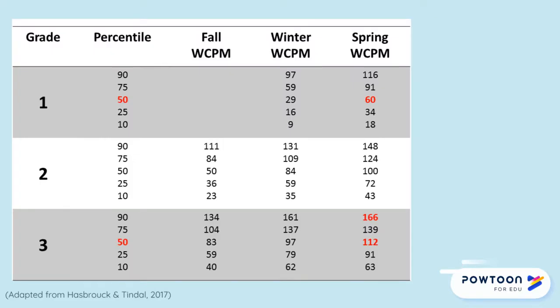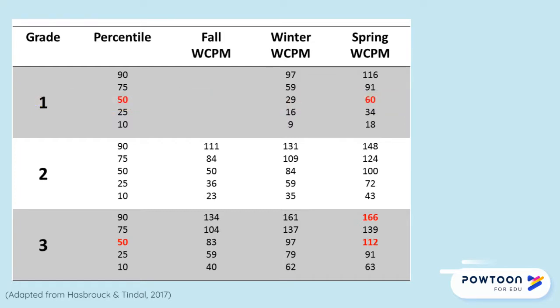Researchers Hasbrook and Tyndall, 2017, did an extensive study of oral reading fluency. This table indicates the average oral reading fluency of students in grades 1 through 3, as determined by their study. For example, a child reading 63 WCPM in the spring of their first grade year is approximately at the 50th percentile in oral reading fluency. On the passage read, ideally, we want students to fall on the 50th percentile, which is considered average.